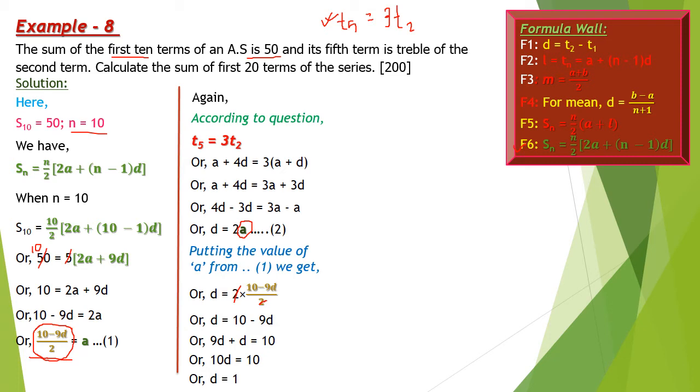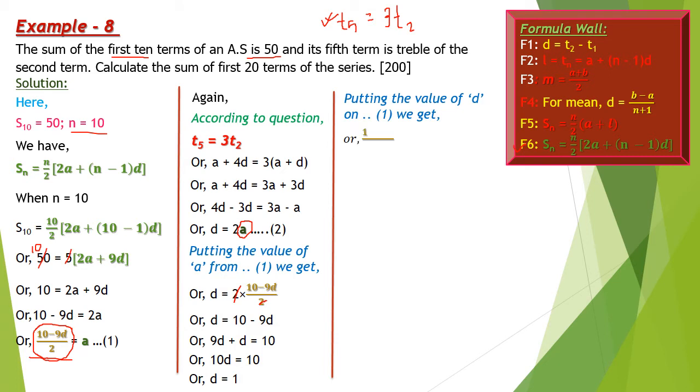Now we can apply the value of d in equation 2, or equation 1, wherever you like. Putting the value of d in equation 1, you can see the replacement for d. Now this is the value of d, it is replaced right here, so 1 by 2 is equal to a. Now we have the value of a also, we have the value of d also. Now we can easily find the sum of first 20 terms.